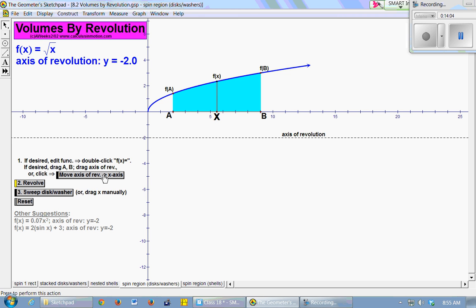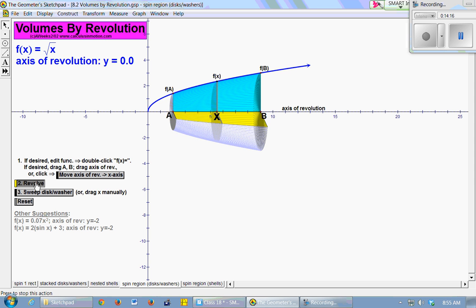So first thing that can be handy. Oh, I want to move the axis of revolution. I want it to be the x-axis. All right, now just revolve this thing, and it goes around. And you can see it's highlighting one disk, because that's how we end up calculating this thing. We look at one disk, find its volume, and then add them all up. Right, so we stack this one disk going from 1 to 4. Does that kind of make sense?